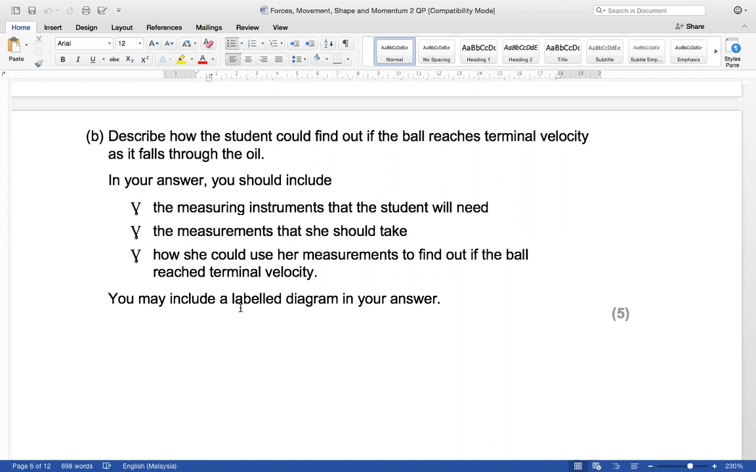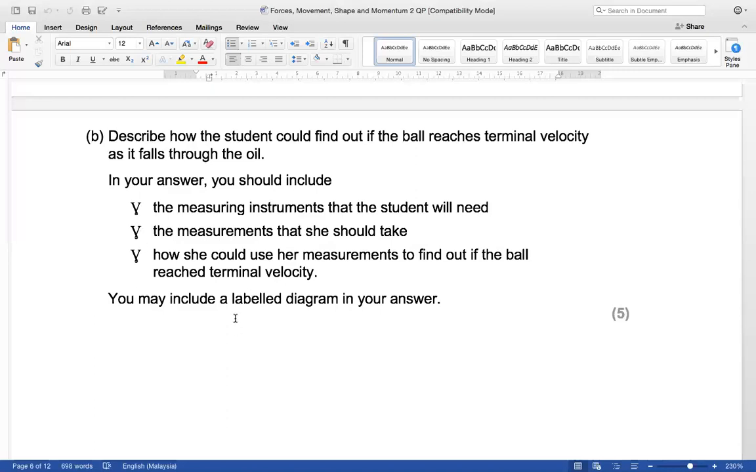Okay, so I repeat the third one first, the last part. So using speed equals the distance over time, she indicates if terminal velocity is achieved. So how from speed equals the distance over time do we get to see if terminal velocity is achieved? So this is what brings me to the next part.